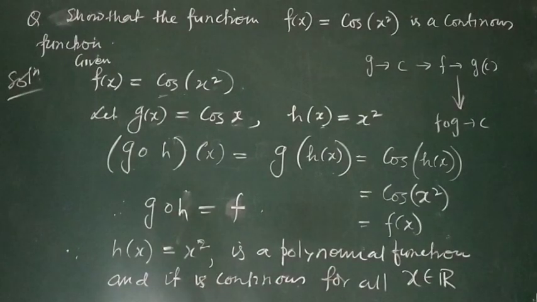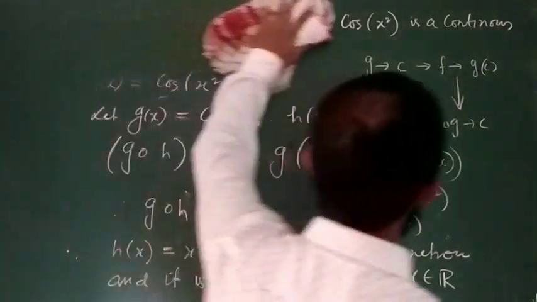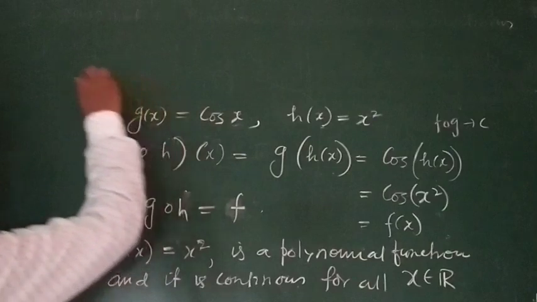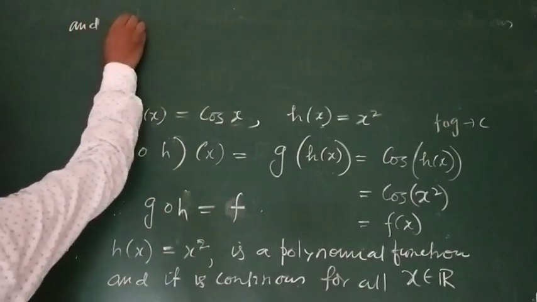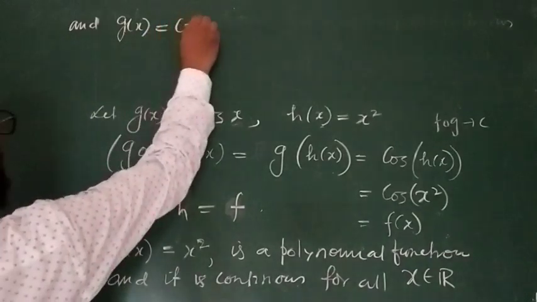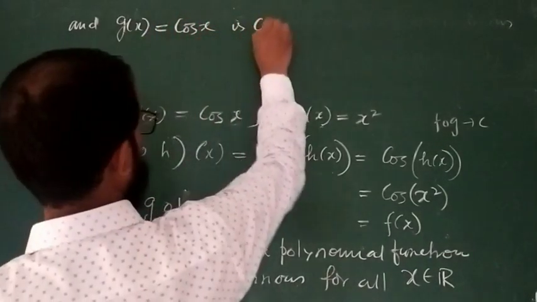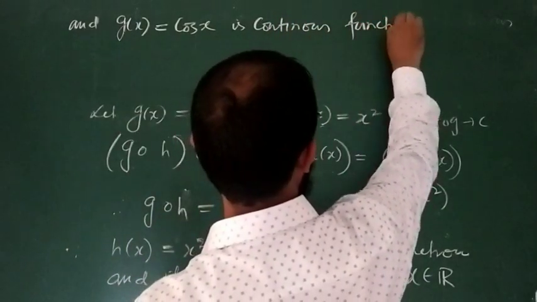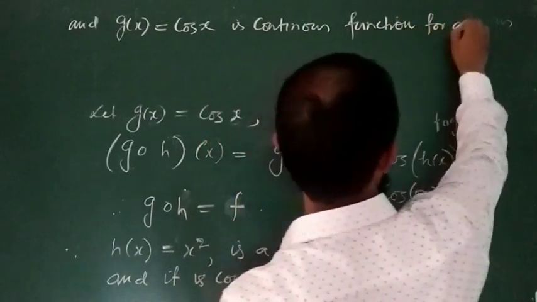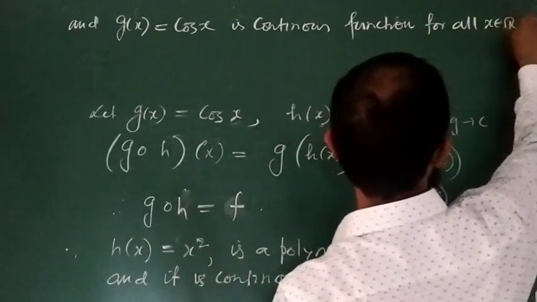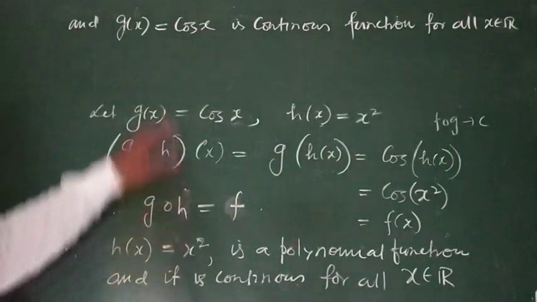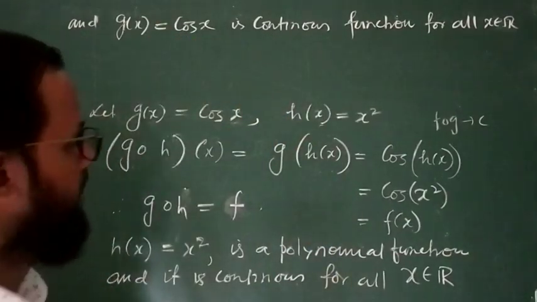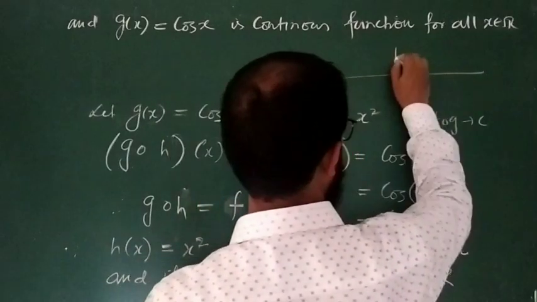Okay, so h(x) is continuous. Now we are going to show that g(x) is continuous. What about g(x)? g(x) is a cosine function. We know that g(x) equal to cos x is a continuous function for all x belongs to R, because the domain of the cosine function is the set of real numbers, and this cosine function is continuous. You people know what the graph of the cosine function is; the graph of the cosine function is like that.